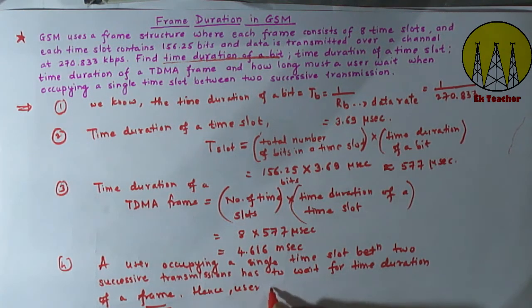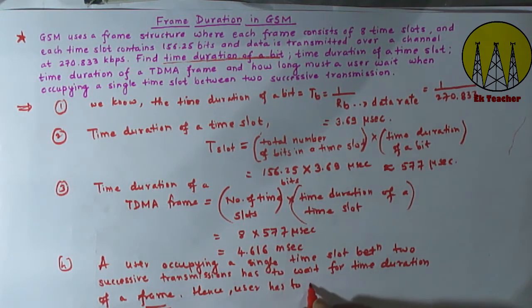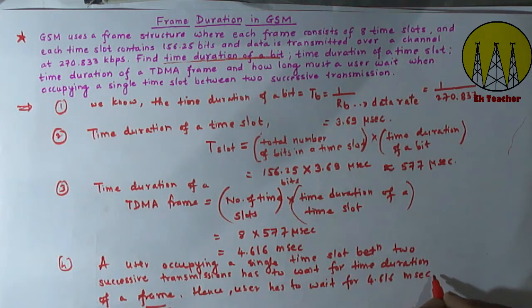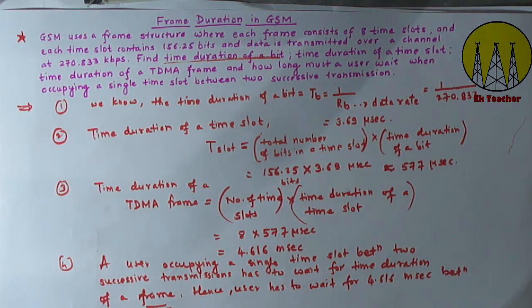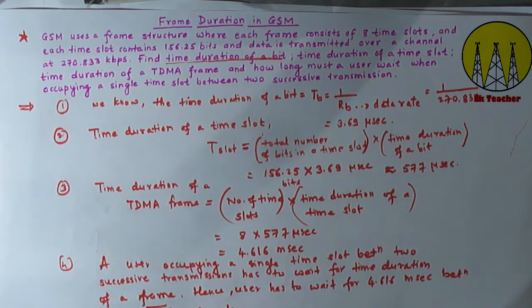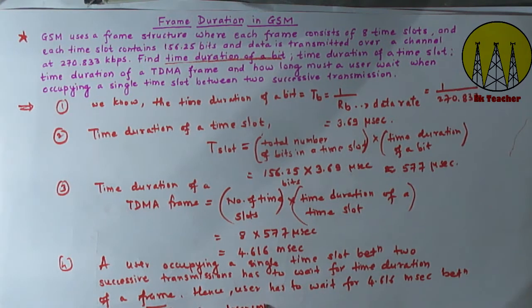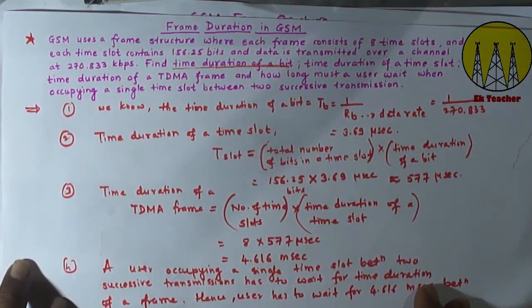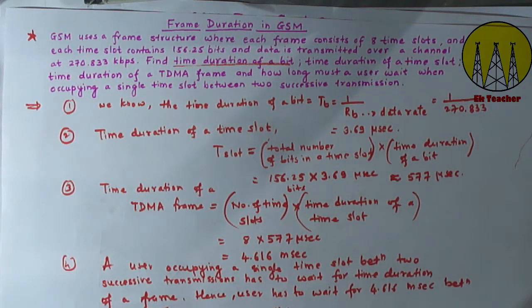Hence the user has to wait for 4.616 millisecond between two successive transmissions. In this way you can solve the problem based on the frame duration in GSM.